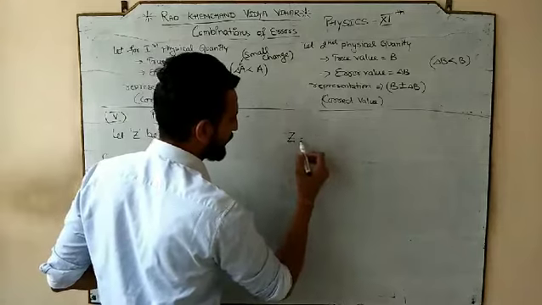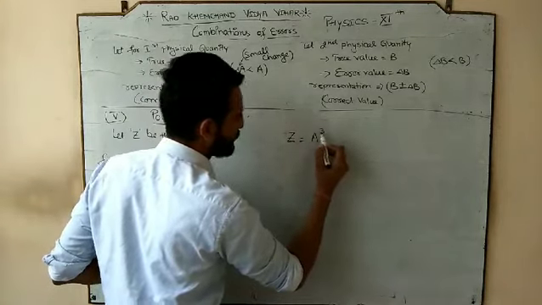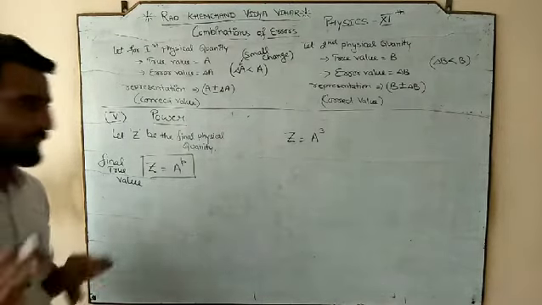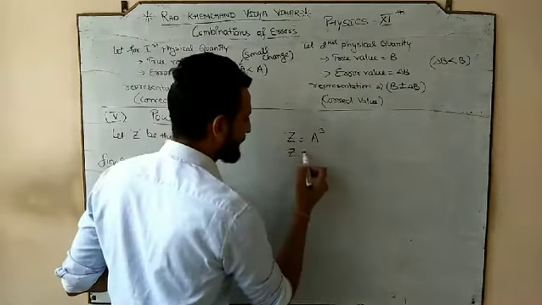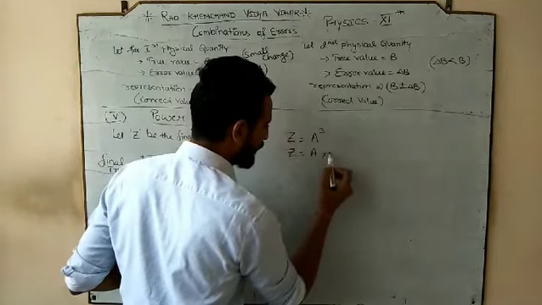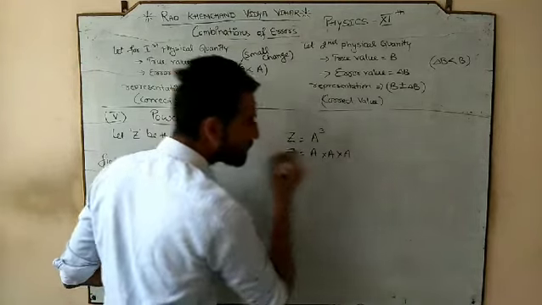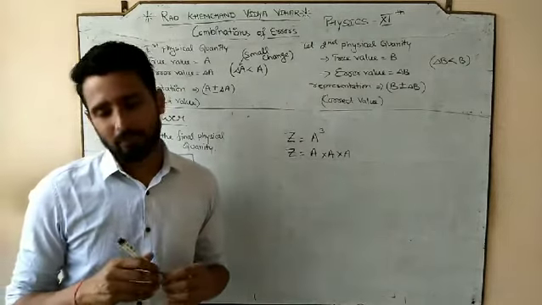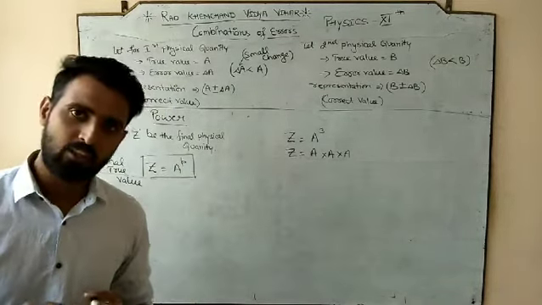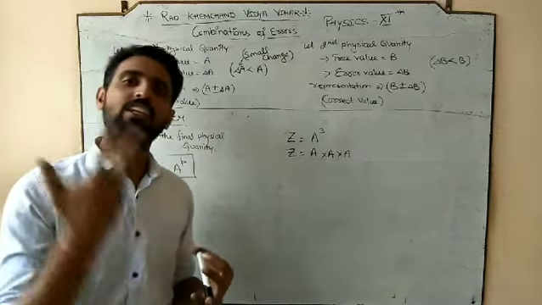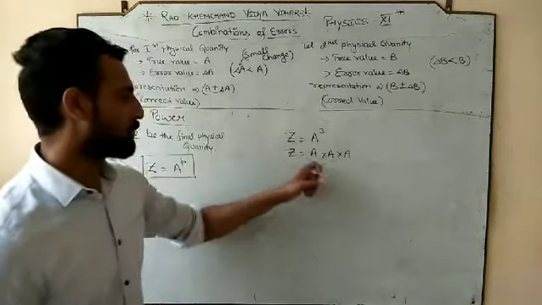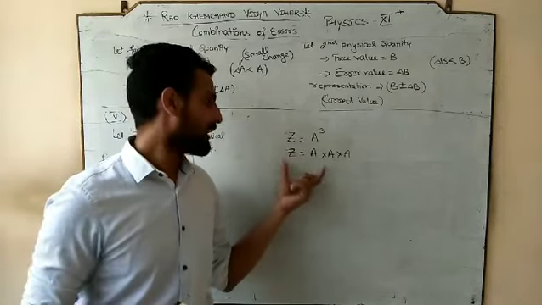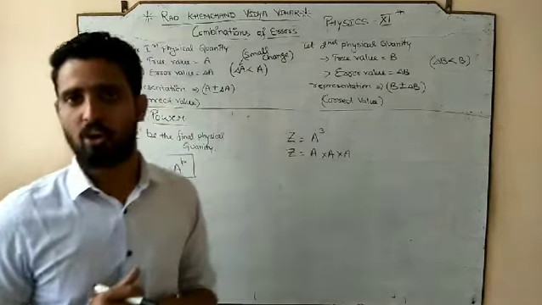Let's suppose Z is equal to a cube. So what is the meaning of a cube? A cube implies that it is the product of a into a into a. Means Z is equal to a cube implies that it is the product of a quantity 3 times. So which operation are we performing here? We are performing the multiplication operation.